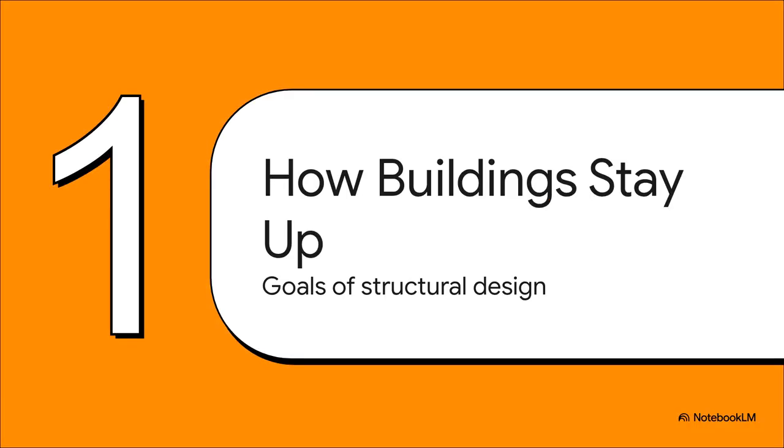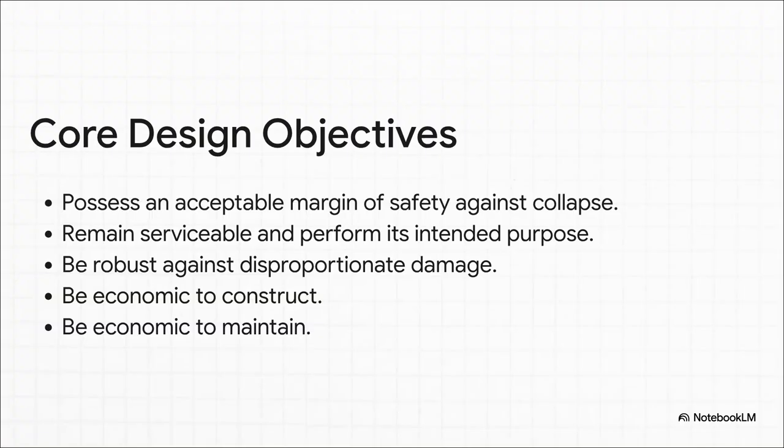Okay, first things first. Before we can even get into all the fancy methods, we need to understand the fundamental mission. What are the absolute non-negotiables for any structural design? So it really boils down to these 5 key goals. And number 1, obviously, it's got to have a solid margin of safety against collapse. That's a given. But it also has to be serviceable, and that just means it has to work, right? You don't want floors that sag or shake every time you walk on them.